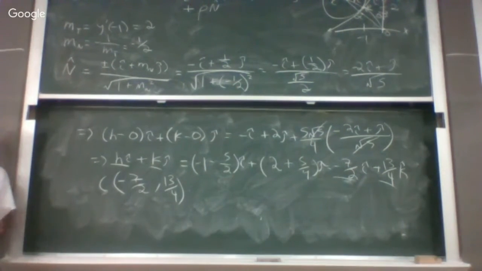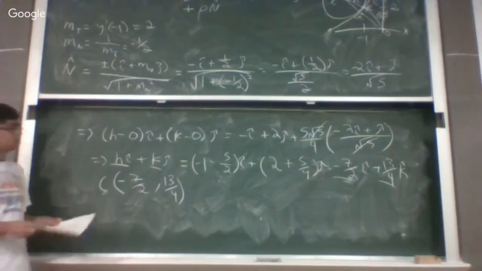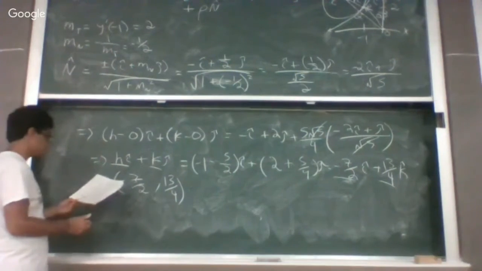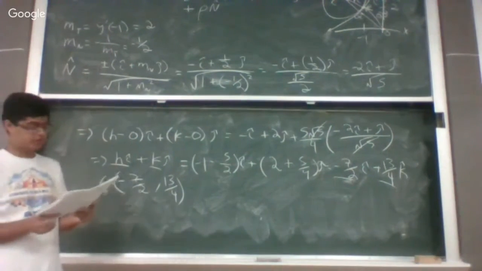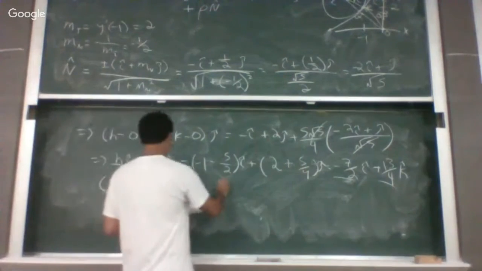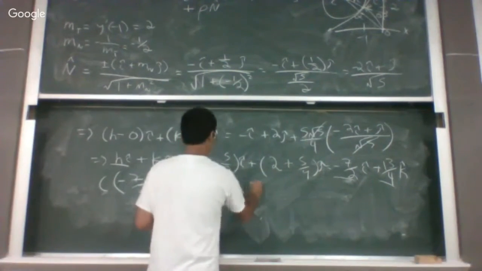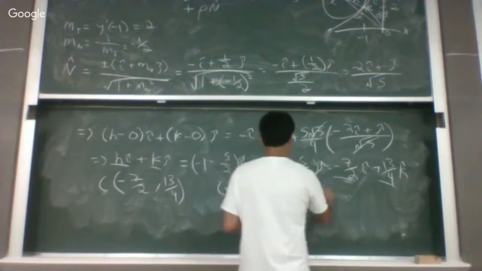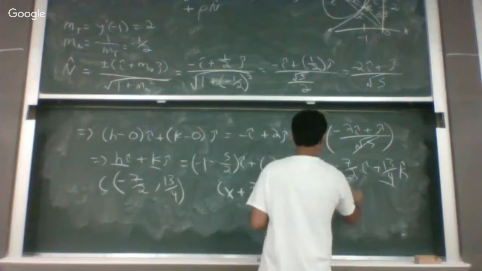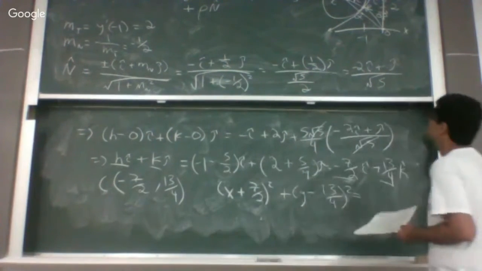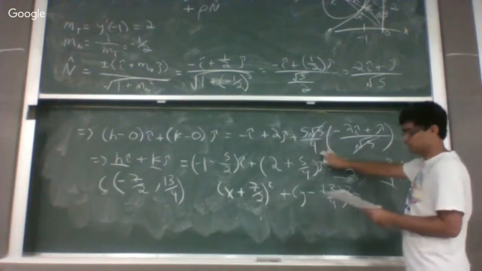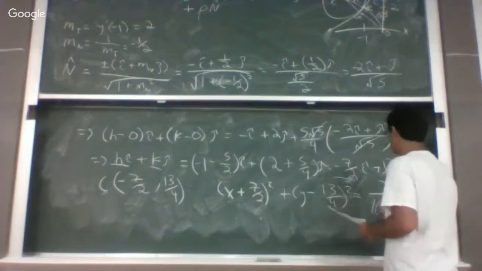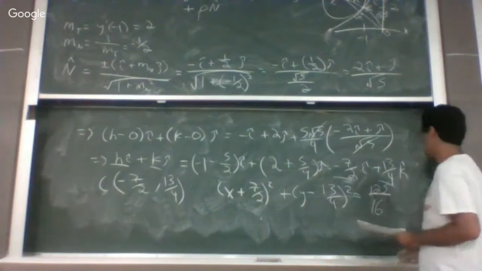Okay. And they also want us to find the equation of the circle, which is x minus h quantity squared plus y minus k quantity squared equal to rho squared. So the equation will be x plus 7 halves quantity squared plus y minus 13 over 4 quantity squared equal to rho squared. Rho was 5 square root of 5 over 4. So if we square this quantity, we get 125 over 16.